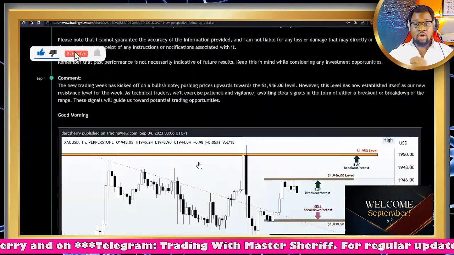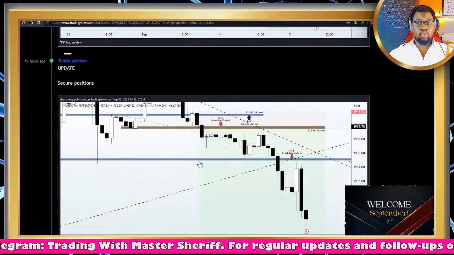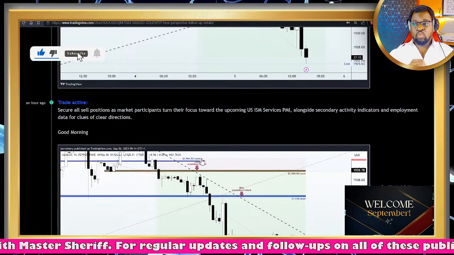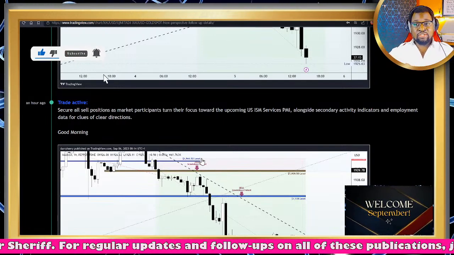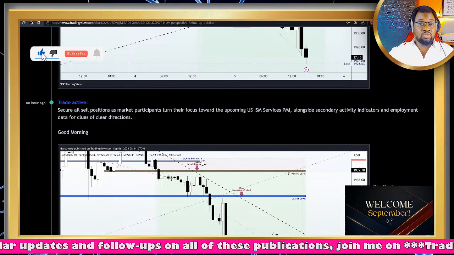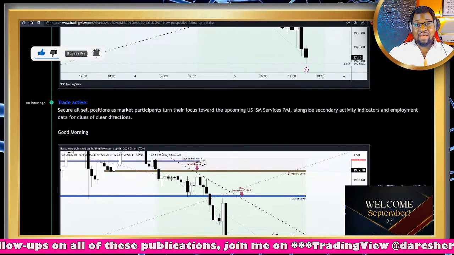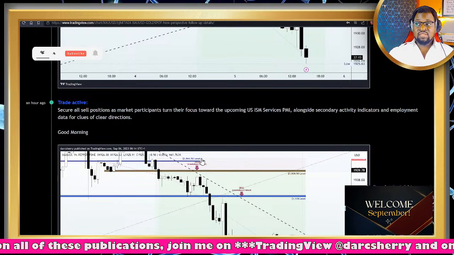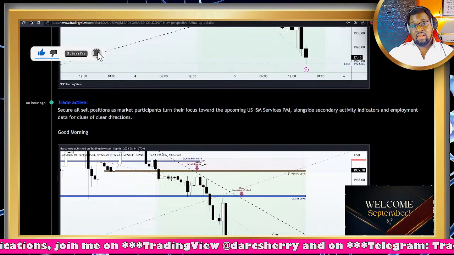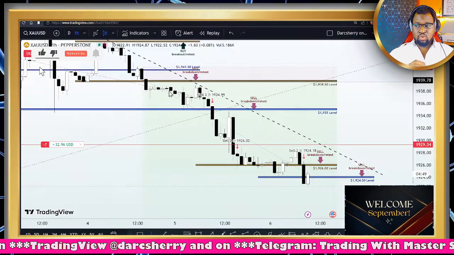And for those who are with me on both my TradingView and Telegram platform, you will be aware of what we are looking at. So this is how we have been monitoring the XAUUSD since the beginning of this week. And this morning right here, I made mention that we should secure all sell positions as market participants turn their focus towards the upcoming ISM Services PMI, which is of course a high impact event, alongside secondary activity indicators and employment data for clues of a clear direction at this point. So with that being said, let's go back into the live chart.